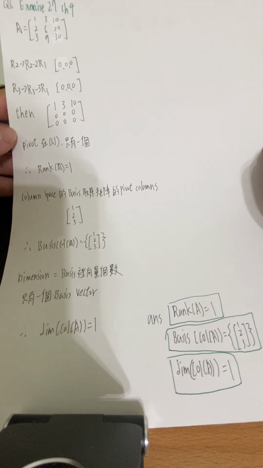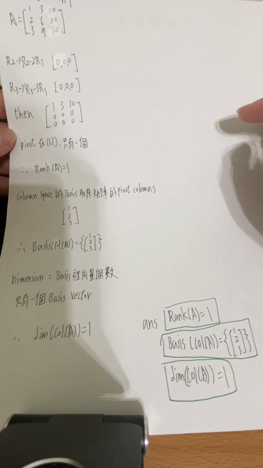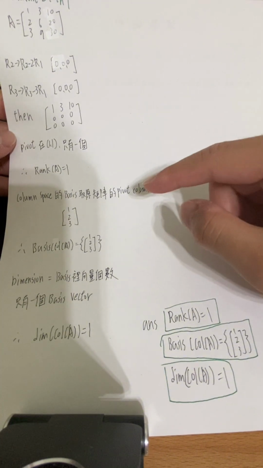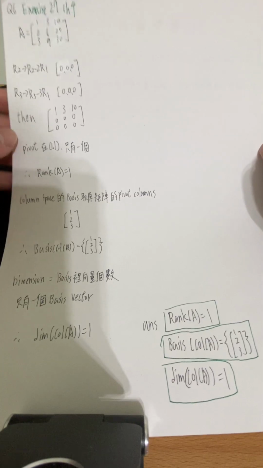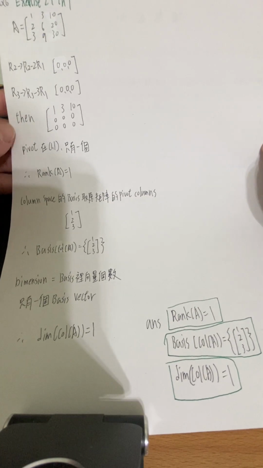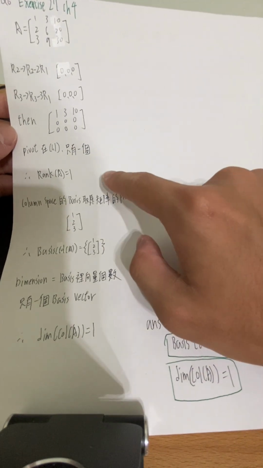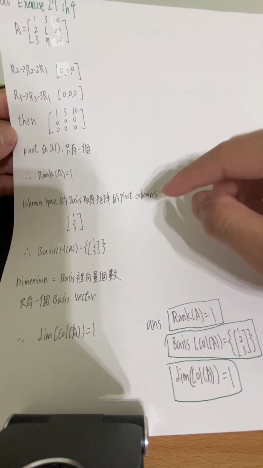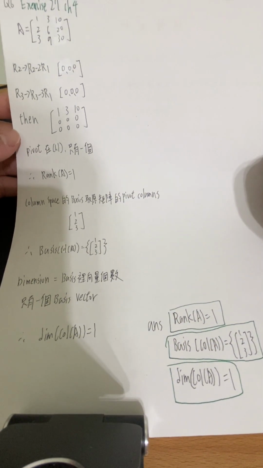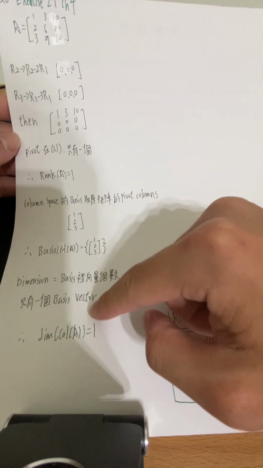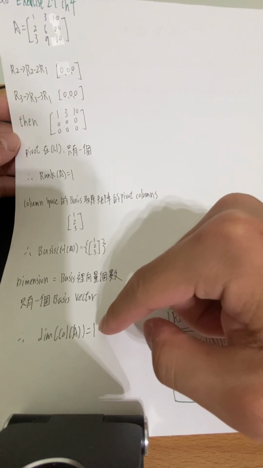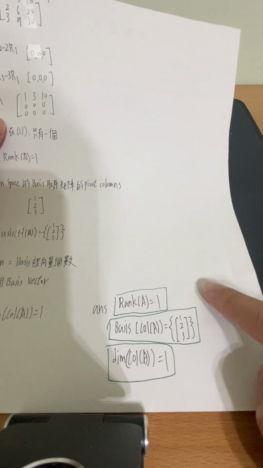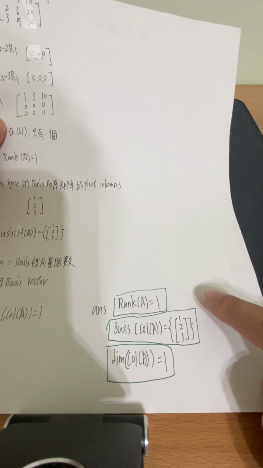Finally, the dimension of the column space equals the number of basis vectors, and since there is only one basis vector, the dimension is 1. Therefore, the rank is 1, and the basis contains the first column vector and the dimension is 1. So the answer is dim col A equals 1. And these are all 3 answers.